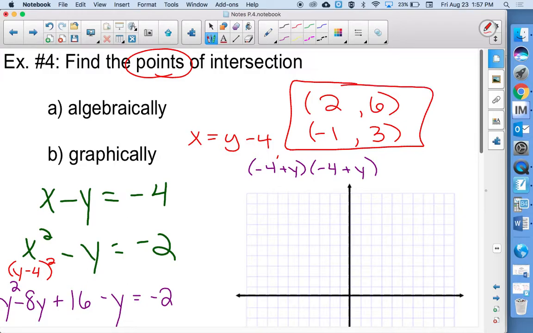I think I'm out of time. I won't get to graph it. Sad. If we graph them, we would have a line and a parabola. The line and the parabola should intersect at those points 2, 6, and negative 1, 3. Questions?